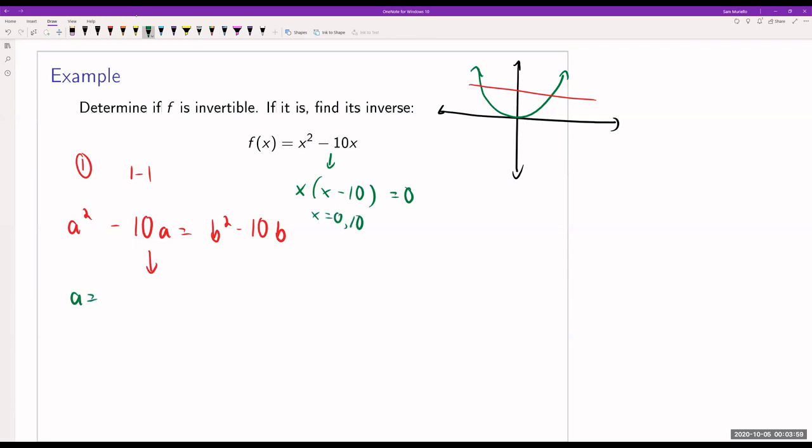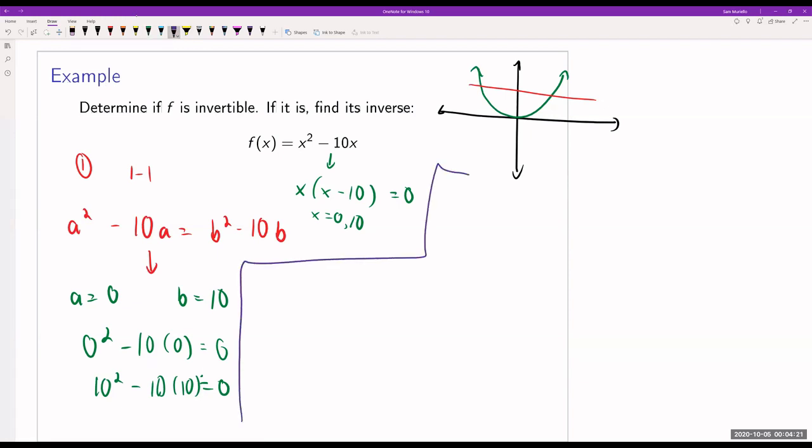So if a is equal to 0 and b is equal to 10, then 0 squared minus 10 times 0 is equal to 0, and also 10 squared minus 10 times 10 is equal to 0. That's two different inputs with the same output. Therefore, this function is not one-to-one. We can alternatively try to find an inverse here.